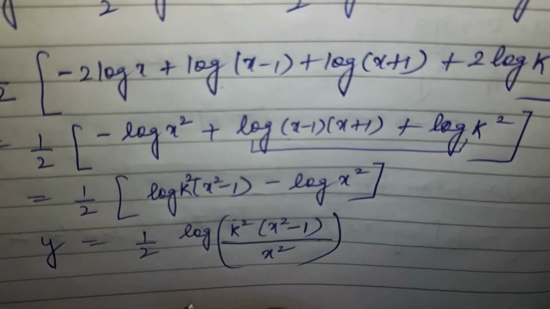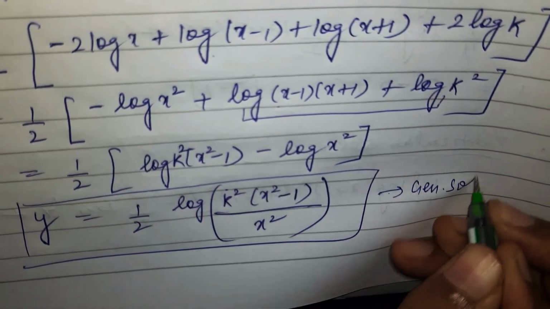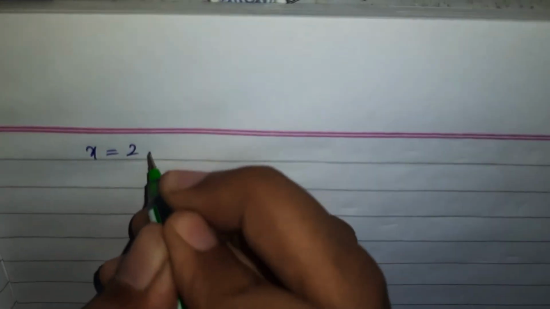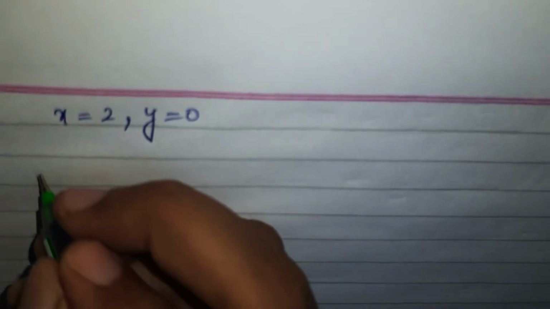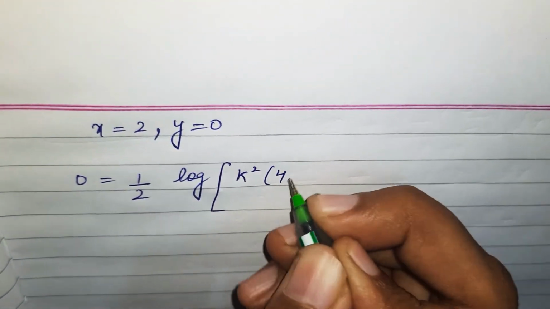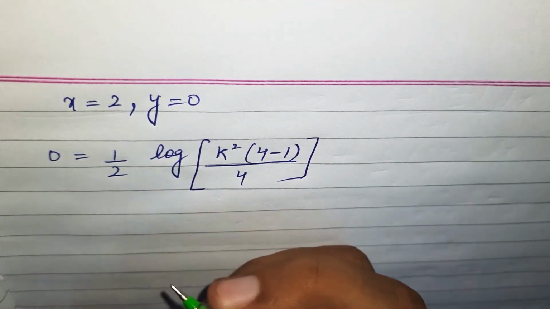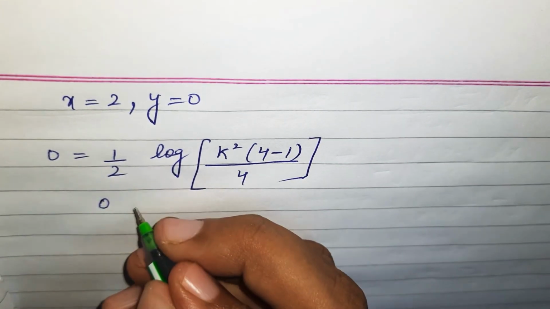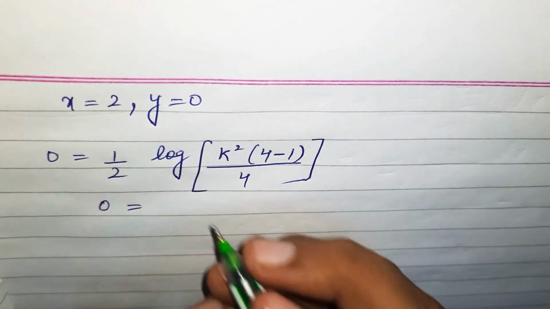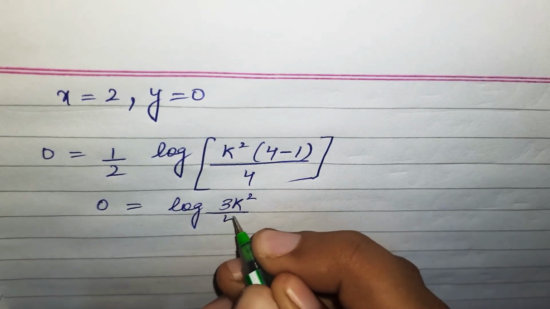Now this is your general solution. Now we need to calculate the particular solution. Now put x as 2, y as 0. So 0 equals 1 by 2 log of k square into (4 minus 1), and this is 4. So I am getting 0 into 1 by 2 will become 0, log of 3k square by 4.